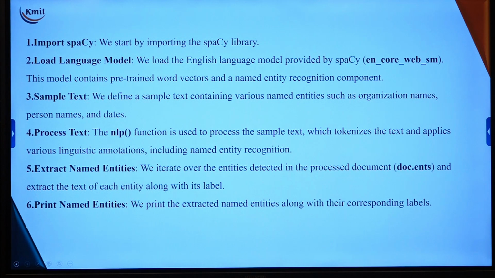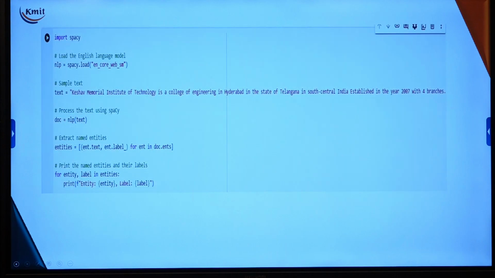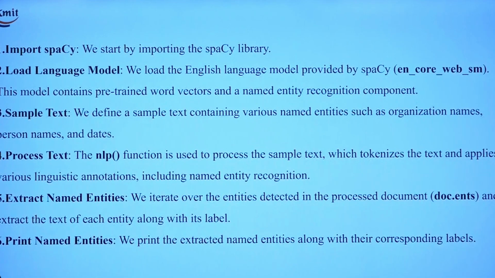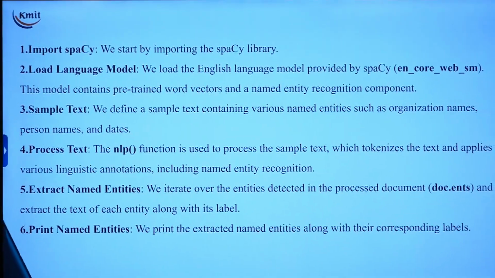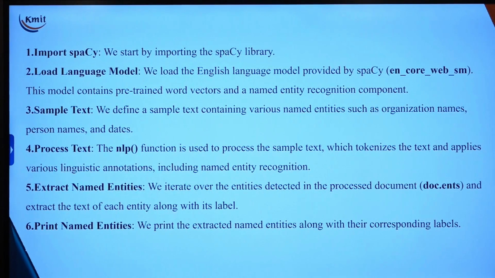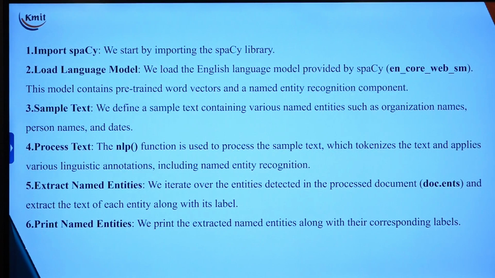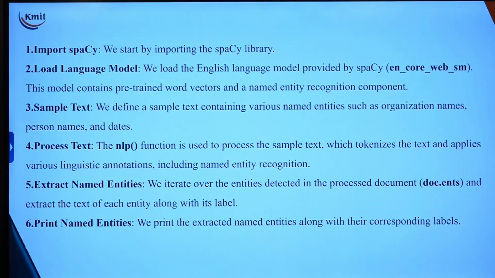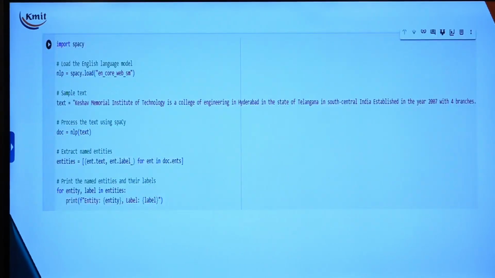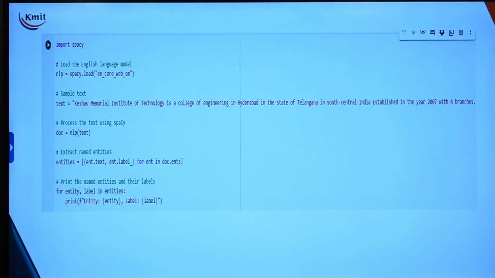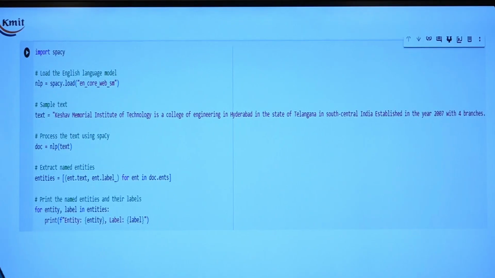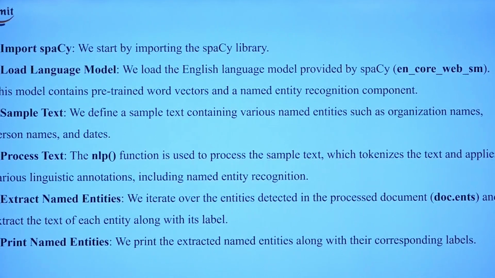Okay, after that we take a sample text, and the sample text that I have taken is from the website about KMIT, and then we process the text using the nlp function, which performs tokenization on the given text and also applies various linguistic annotations, and then we will extract the named entities. Okay, using ent.text and ent.label we extract the named entities.